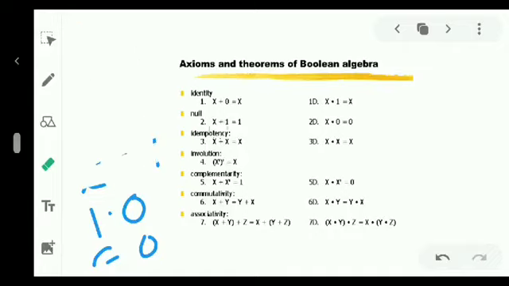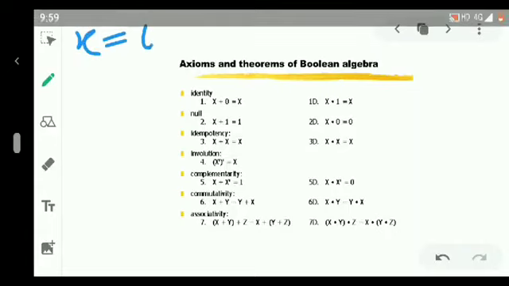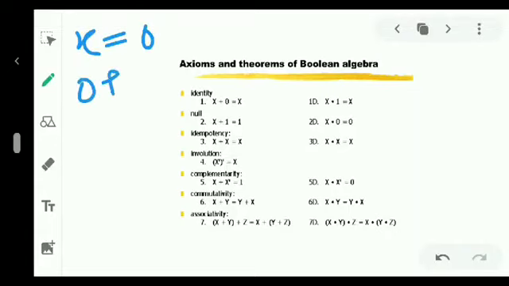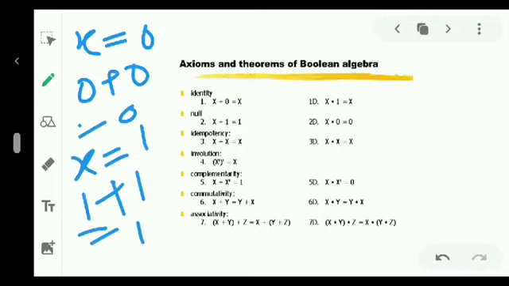Next, go for the third one. Third one is the idempotency rule. It is saying that if you add x with x, then you will get x value. But normally in algebra, if you add x with x, we are getting 2x. But here the concept is different. Okay, let me prove that one. Say x value is 0. So 0 plus 0, it is 0. X equals to 1. So 1 plus 1 is 1. So it is true.